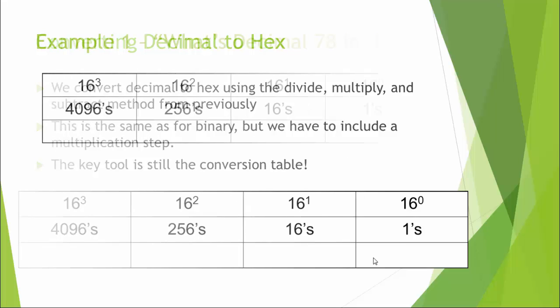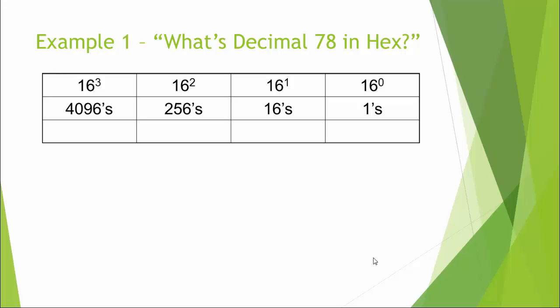And what we need to do now, once we have a problem in hand, for example, what's decimal 78 in hexadecimal, is we have to actually do a process of division. Now, for starters, we should be able to recognize that 78 is smaller than 4096, so we don't need any of those. Smaller than 256, we don't need any of those. But it's bigger than 16.